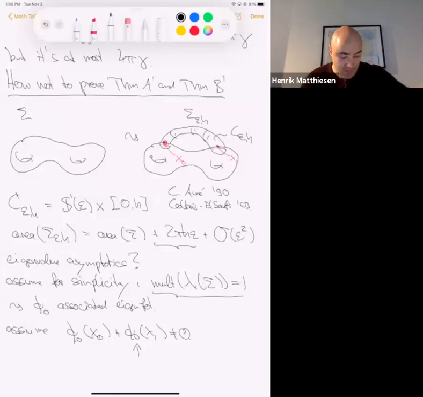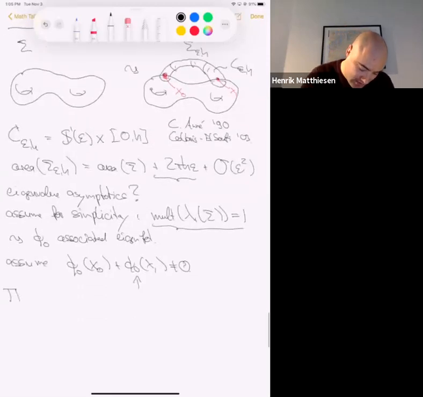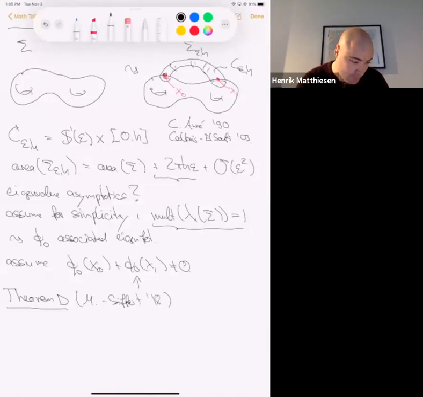Okay, so then here is the eigenvalue asymptotics in that case, which I did with Anna in 2018. And I'll draw a picture to explain that. So we have the following asymptotics for the first eigenvalue of this surface sigma epsilon h.